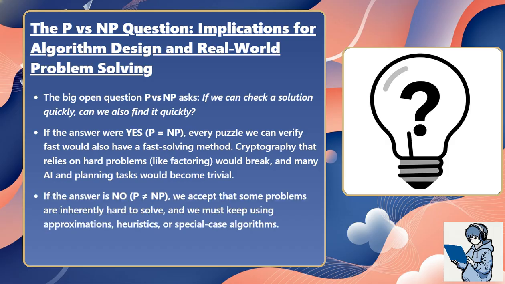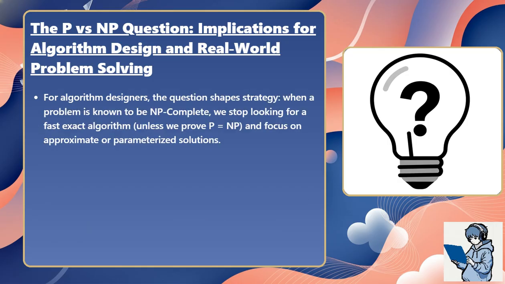If the answer is no, P not equal NP, we accept that some problems are inherently hard to solve, and we must keep using approximations, heuristics, or special case algorithms. For algorithm designers, the question shapes strategy. When a problem is known to be NP complete, we stop looking for a fast, exact algorithm, unless we prove P equals NP, and focus on approximate or parameterized solutions.